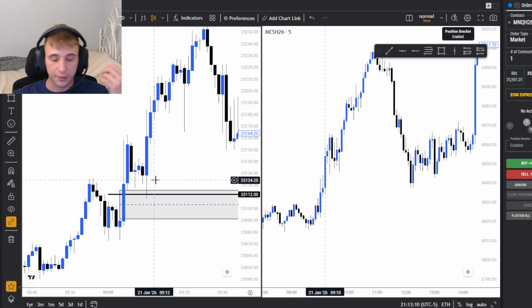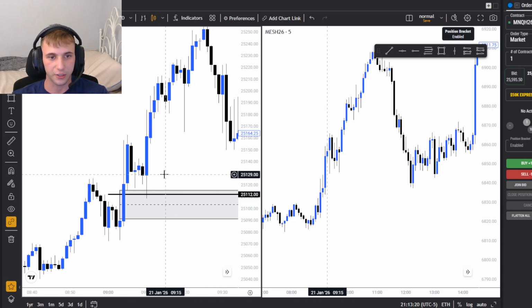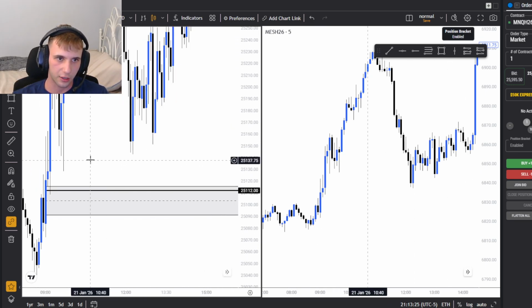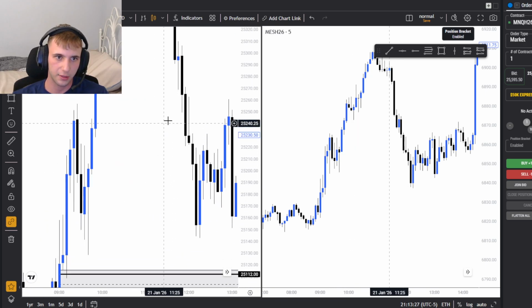I hope I did a decent enough job explaining fair value gaps in general. And they work on all time frames, right? And I can tell you the psychology behind these fair value gaps, right?